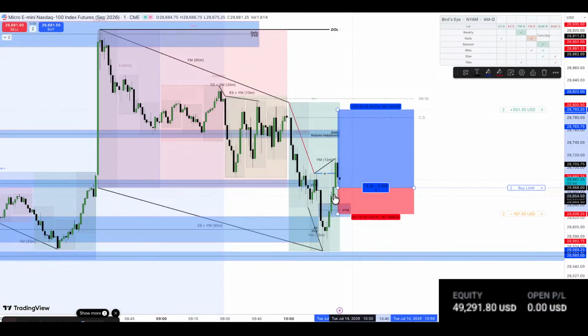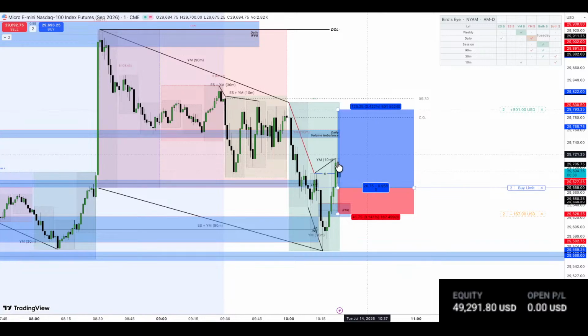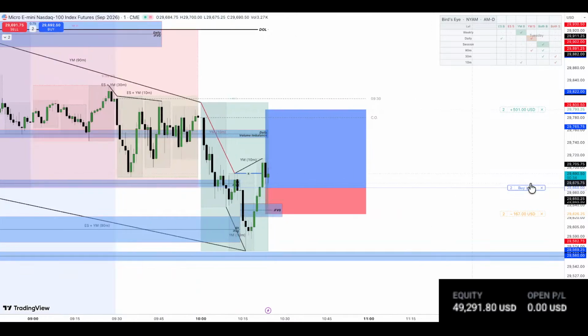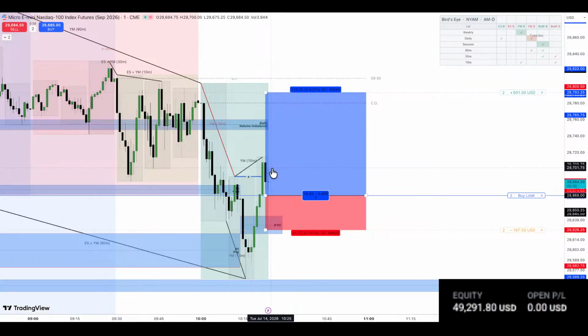We have a fair value gap here, and I can use that as my entry. If price does not take it, then I'm gonna consider this high. This order block here is my entry. I'm gonna use that as my entry if price skips this fair value gap.